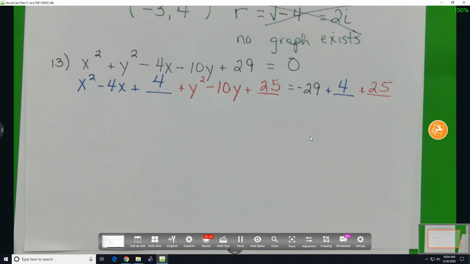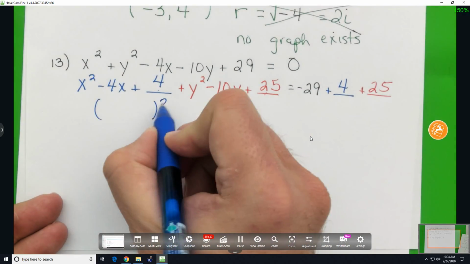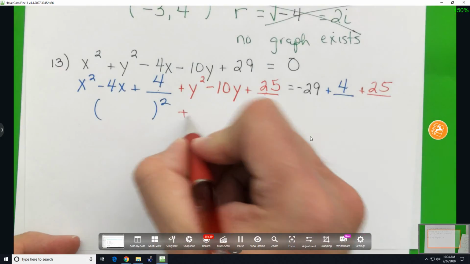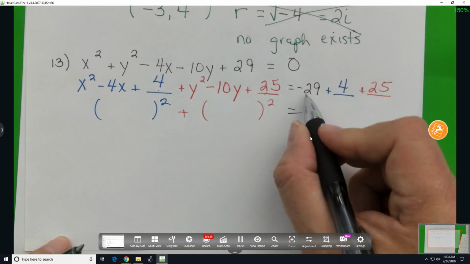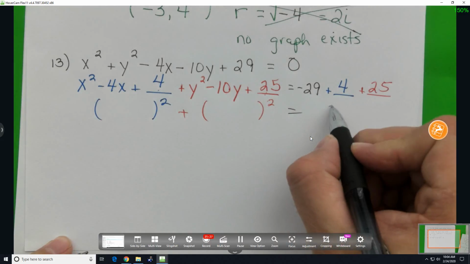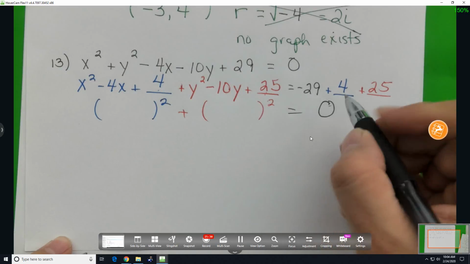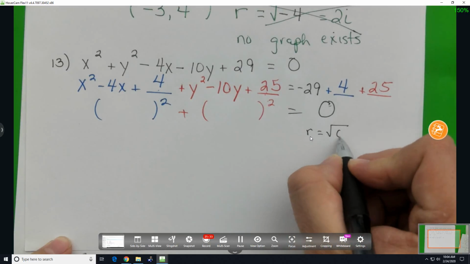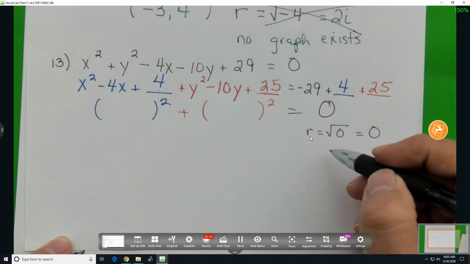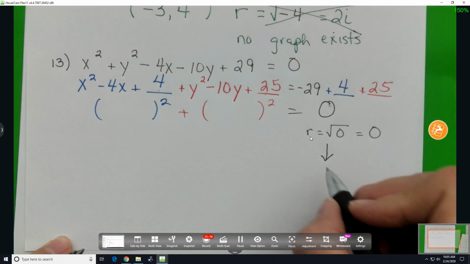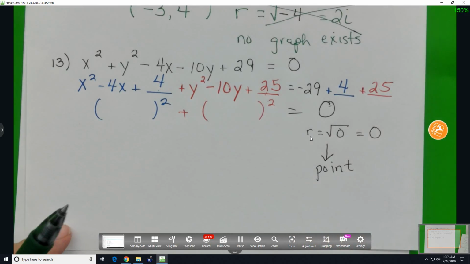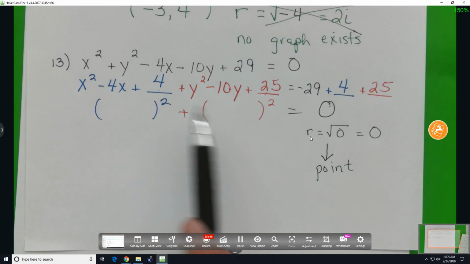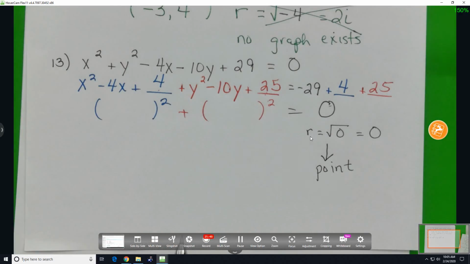So instead of doing this first, I noticed something on the right-hand side. This number over here, negative 29 plus 4 plus 25, is that just a 0? So that means the radius is 0. So it's not really a circle. What is it? Just a point. And if you're curious, what is that point? Well, it's complete over here, but it doesn't ask you for that. It just says it's a point.